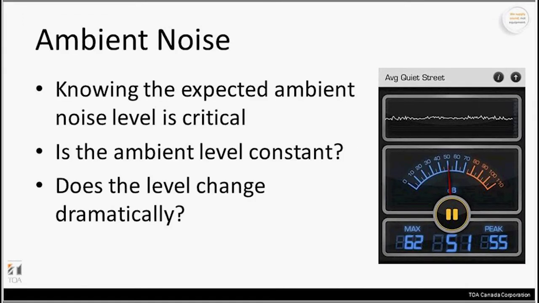Ambient noise. Not only do you have to know the characteristics of the room, how large it is, architecturally what factors are involved, but you have to think about ambient noise as well. Is there a high level of ambient noise, and is it constant? Are you trying to page into an area where there is machinery working, and there are people working with that machinery and need to be contacted? How do we do that? Does the ambient change dramatically?